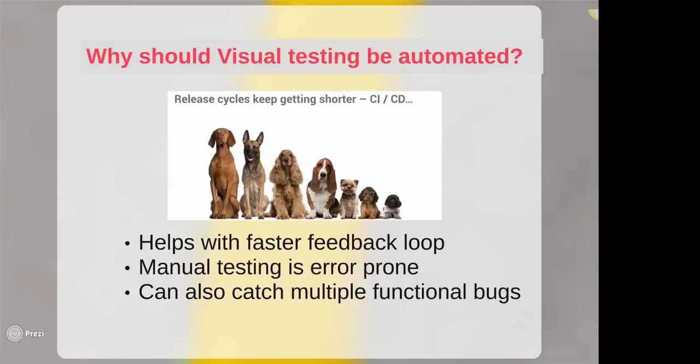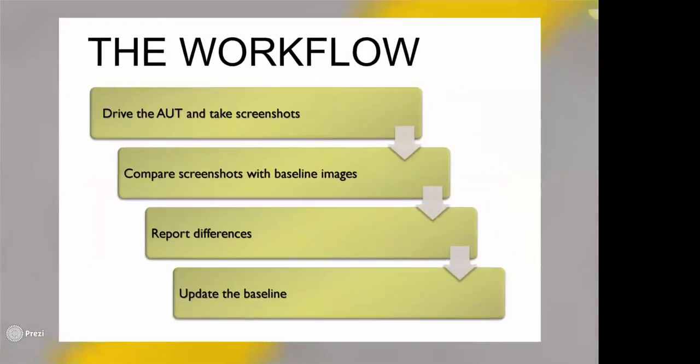Right, so that's fine. Now, this is the workflow of Applitools, how Applitools does it. We drive our automation, we take the screenshot, then we have a baseline, we compare the screenshot with the baseline image, and we report the differences. And then, depending on whether it's a real issue or not, we update the baseline or not.